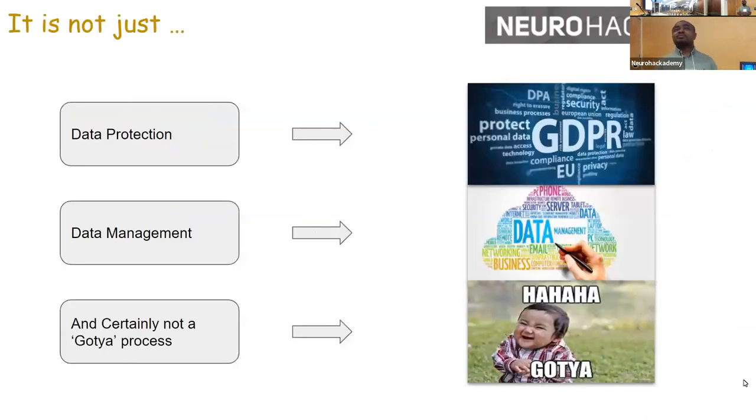So sometimes people think data governance is just about data protection. It's just about data protection regulations. No, it's not. And it's not just data management, because people mistake it for just data management. Although data protection and data management are part of the data governance framework that you need to set up for your organization or for your pipeline, data governance is not just data protection. It's not just data management. And it's not just a gotcha process.